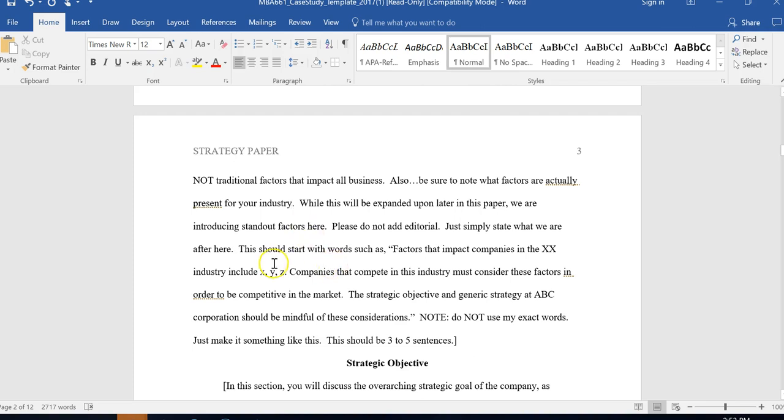So look at this. This is really simple. Factors that impact companies in the XX industry include X, Y, and Z. Companies that compete in this industry must consider these factors in order to be competitive in the market. The strategic objective and generic strategy at ABC Corporation should be mindful of these considerations. And here, you're just naming them. If you need more context to make them clear, do that, but you're just naming them here.